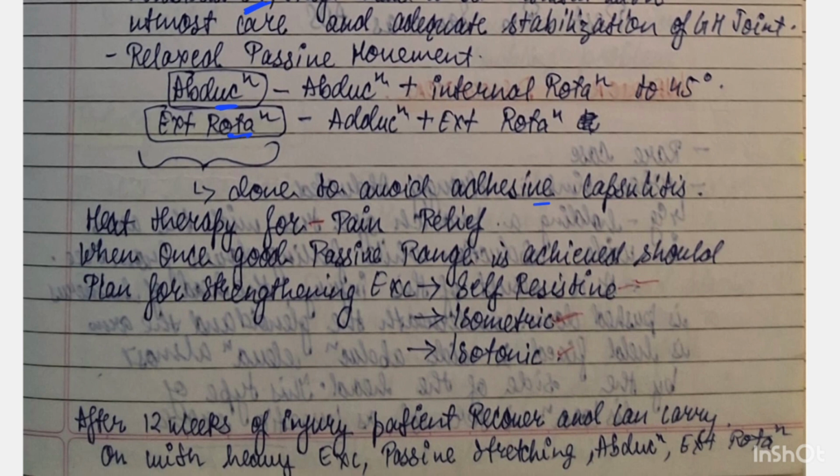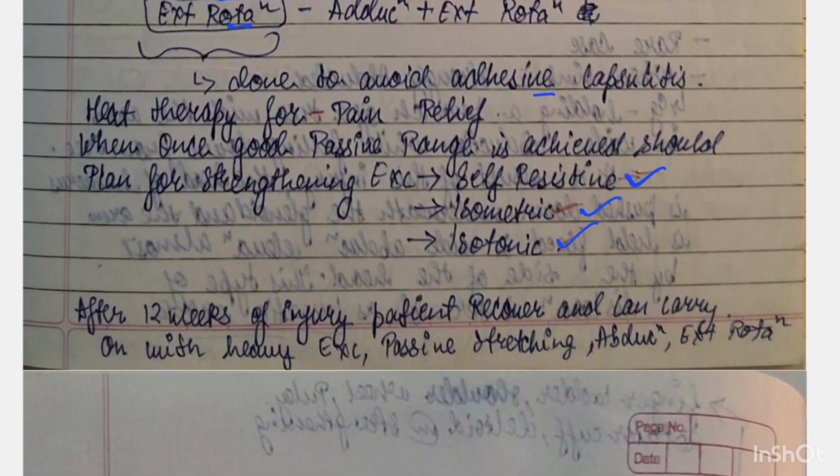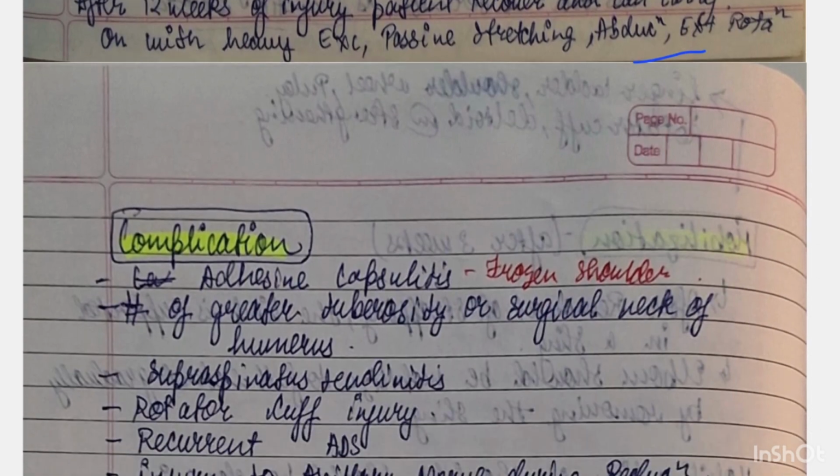To avoid adhesive capsulitis, use heat therapy for pain relief. Once a good passive range is achieved, plan for strengthening exercises by self-resistive isometric and isotonic exercises. After 12 weeks of injury, the patient recovers and can carry on with heavy exercise, passive stretching, abduction and external rotation.